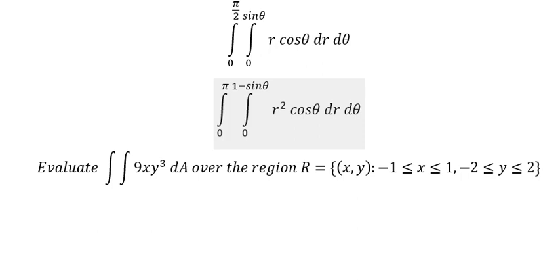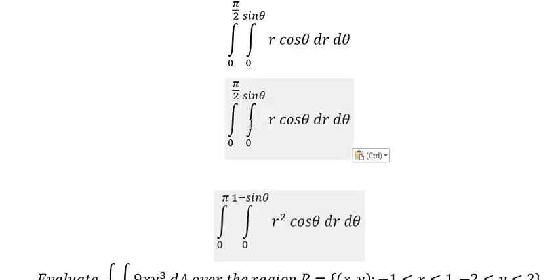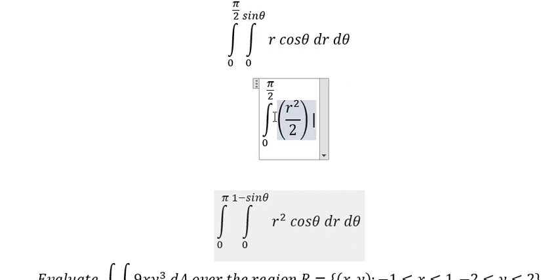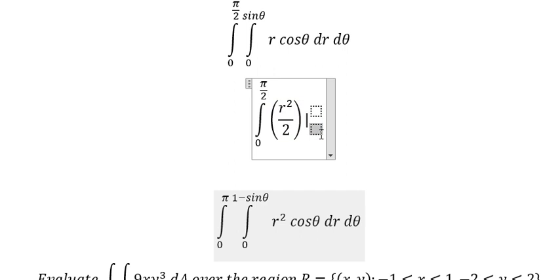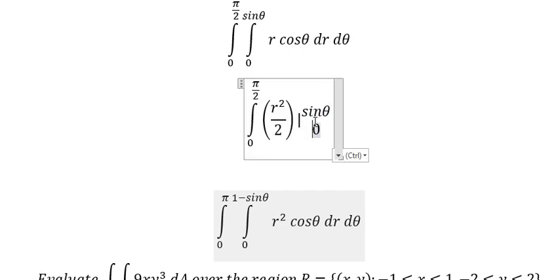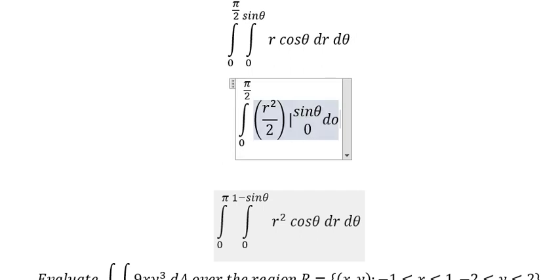So today I will show you how to answer this one. For the first one, the integration of r is r squared over 2. And then we put the bounds from 0 to sin theta. And we have cosine theta.